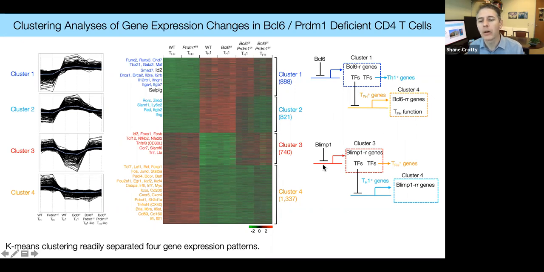All right. Then we also posited that to understand that, we probably needed to propose the same thing for BLIMP1. And so the gene expression actually correlates well with 4 clusters that may be genes, cluster 1 directly repressed by Bcl-6, cluster 4 upregulated downstream of Bcl-6 indirectly, and then similar things for BLIMP1.